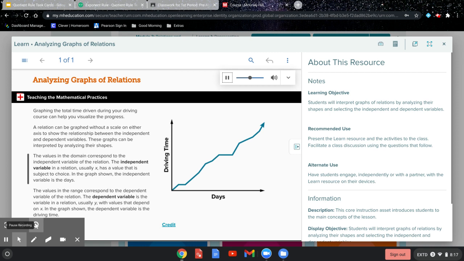The values in the domain correspond to the independent variable of the relation. The independent variable in a relation, usually x, has a value that is subject to choice. In the graph shown, the independent variable is the days. The values in the range correspond to the dependent variable of the relation. The dependent variable is the variable in a relation, usually y, with values that depend on x. In the graph shown, the dependent variable is the driving time.